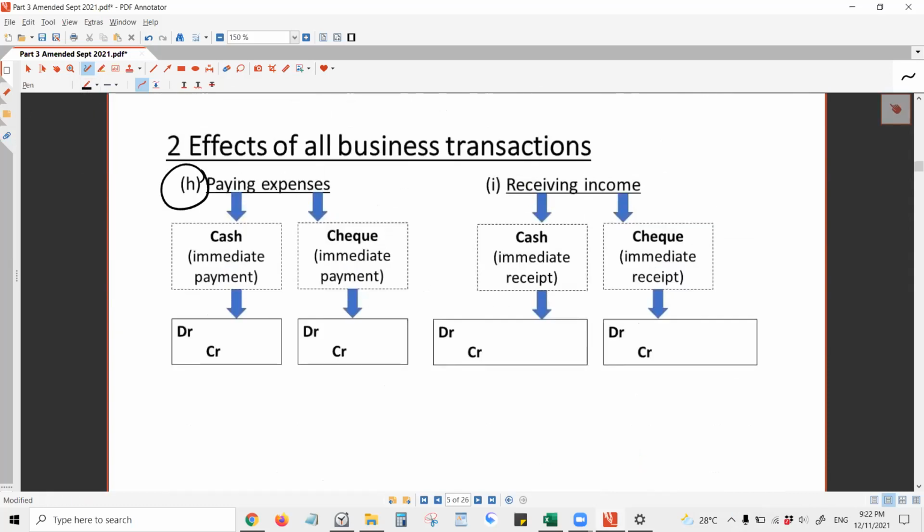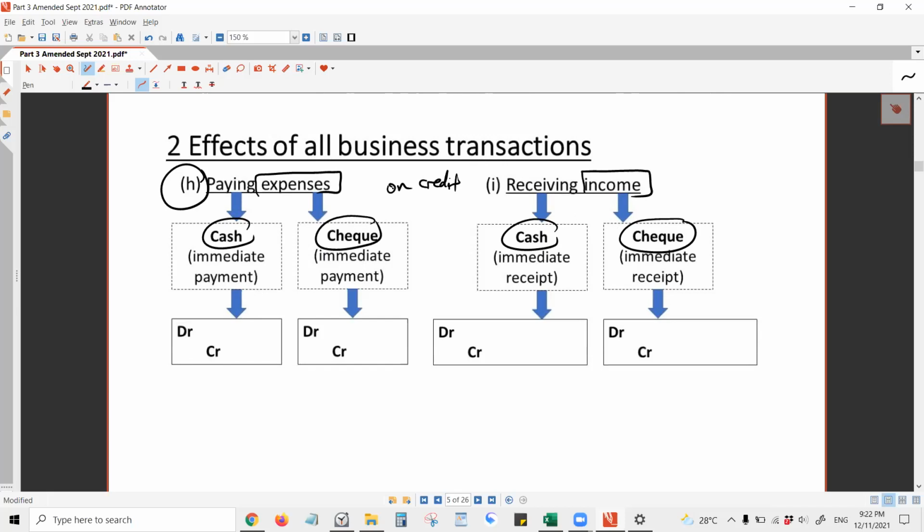Pay for expenses. Expenses are something meant to be paid, right? Income is something meant to be received, right? Okay. So here, we make it a bit simple. You pay with either cash or check. For income, you receive it in the form of either cash or check also. And you may have a question, what about the term on credit?